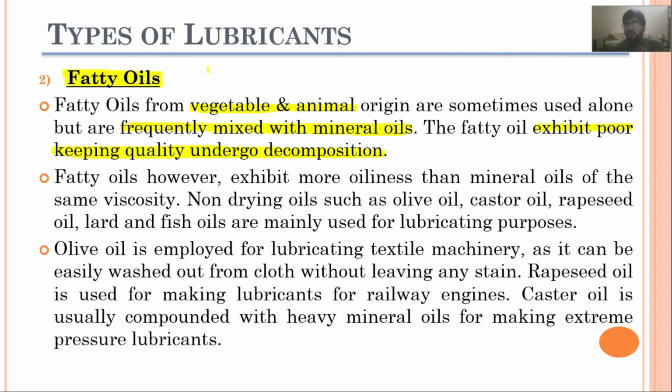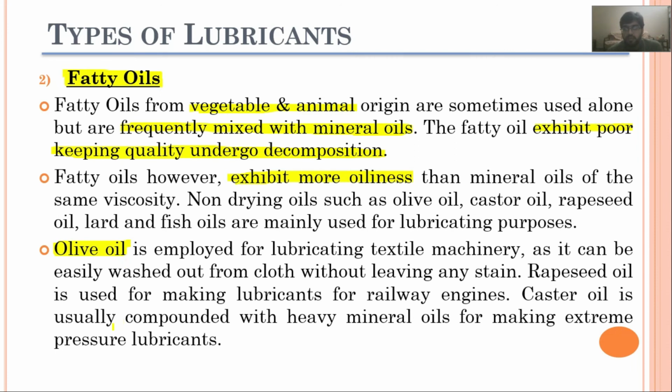But these fatty oils, since they have a higher tendency to decompose, they provide more oiliness as compared to the mineral oils. So non-drying oils such as olive, castor oils, lard and fish oils are mainly being used for the lubricating purpose. Olive oil is generally being incorporated very widely in the textile industry, because we can wash away that olive oil without even leaving a stain on the cloth.